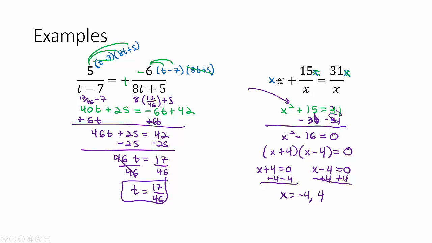Really quick, before we say that's the right answer, we look: if we plugged 4 in for the x's, are any of the denominators 0? Nope, the denominators are 4. If we plug negative 4 in for the x's, are any of the denominators 0? Nope, the denominators are negative 4. So our solutions of negative 4 and 4 must be correct.